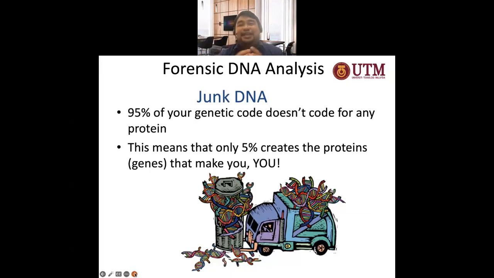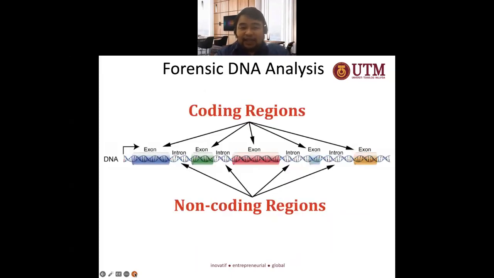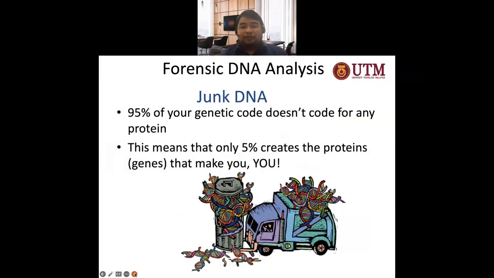Okay? So 95% of your DNA does not do anything. Only 5% creates protein, so only 5% undergoes transcription and translation. The initial thing we looked at was the production of protein, and that is only 5%. So what is the 95% for? This 95% can be used for identification. Your 95% has a different composition from my 95%.